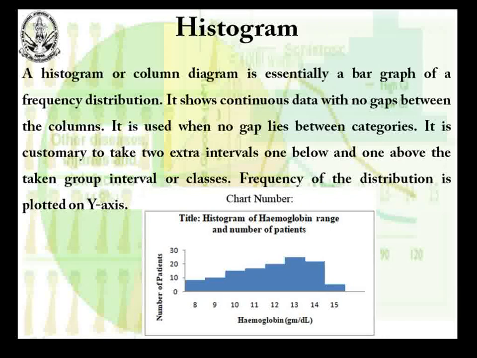The frequency of distribution is plotted on the y-axis. You can see the example over here, histogram of hemoglobin range and number of patients. The number of patients is on the y-axis, because that's dealing with the frequency of a specific hemoglobin level.